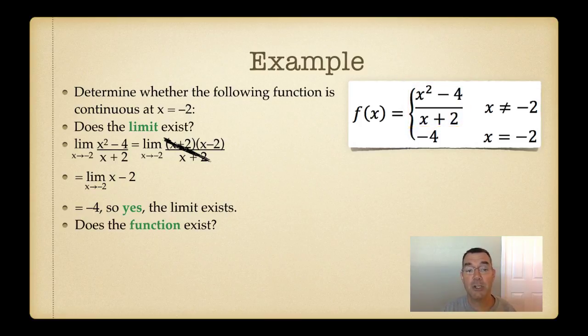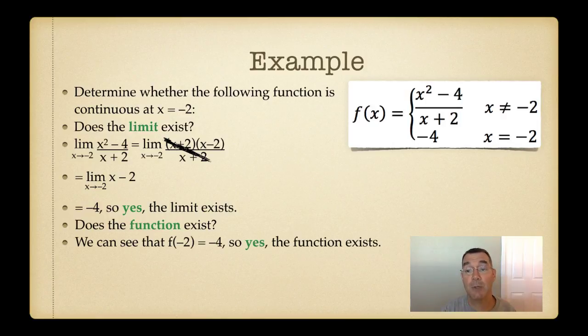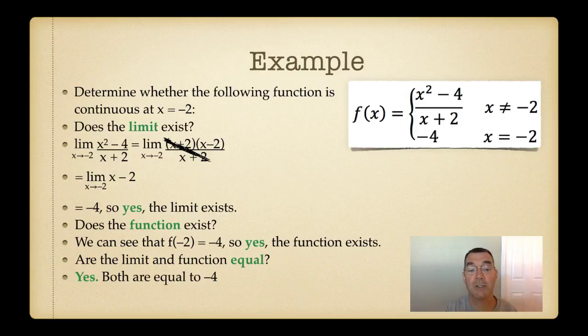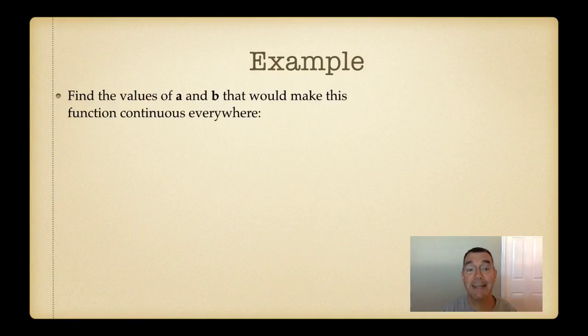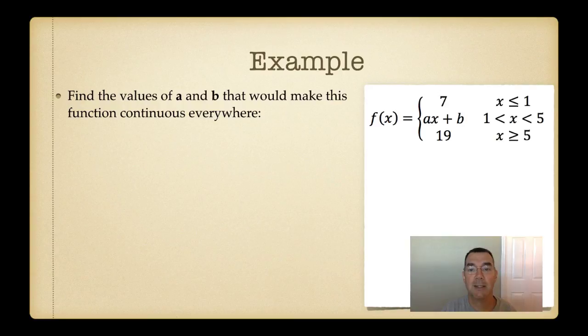Now I need to see if the function exists. Well, I'm looking at f of -2, which means I'm looking specifically at when x is equal to -2, so I'm looking at the second piece of that function, and it does have a y value of -4, so it does exist. Are they equal? Well, I just found that the limit was equal to -4. I just saw that the function is equal to -4, so yes, both are equal to -4. So that means that the function is continuous at x equals -2. So that's one type of question I can ask you. Basically, is the function continuous at this point?